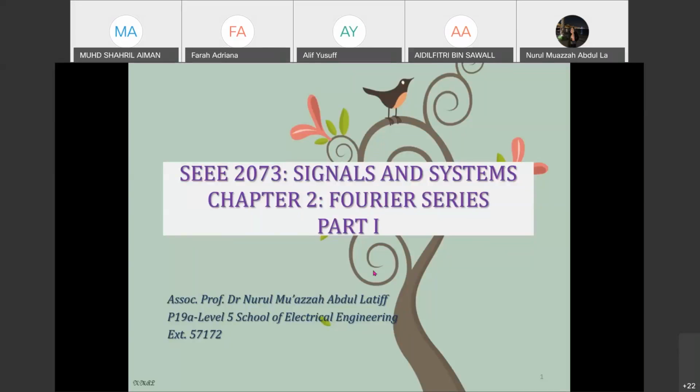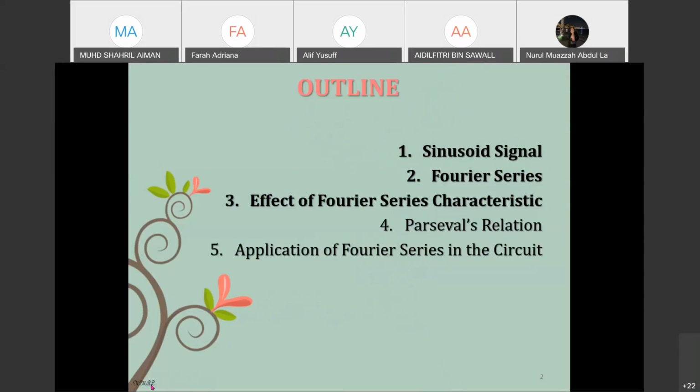Okay, so now we move to Fourier series. These are the syllabus for Fourier series. I hope that we can finish up until effect of Fourier series characteristic for today. Basically the syllabus is not that much, so we can finish it within 2 weeks. Actually, we can finish it in 1 week, but including all the examples and tutorials, I think it's better to make it 2 weeks.